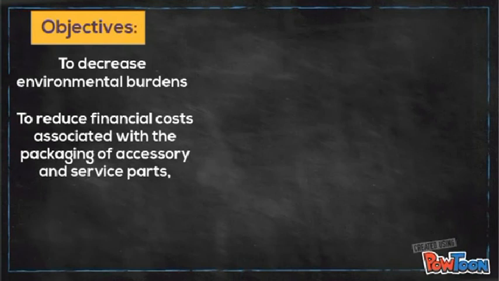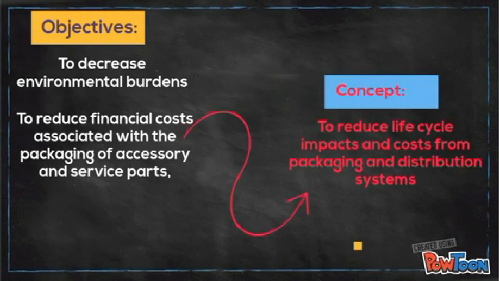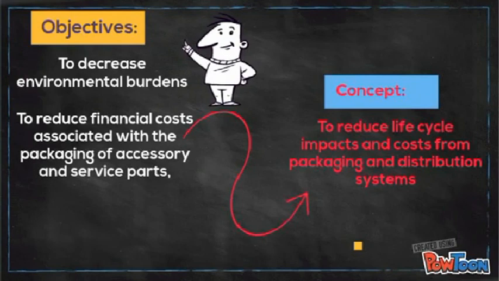The objectives of this calculator are simple. They are to decrease environmental burdens and reduce financial costs associated with packaging. It is important for Toyota to do this in order to reduce life cycle impacts and costs from the packaging and distribution system.